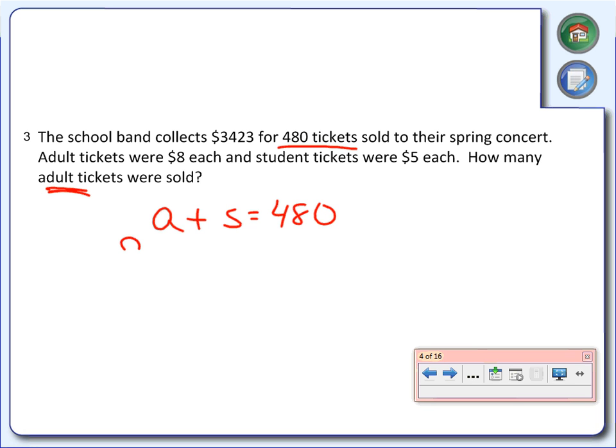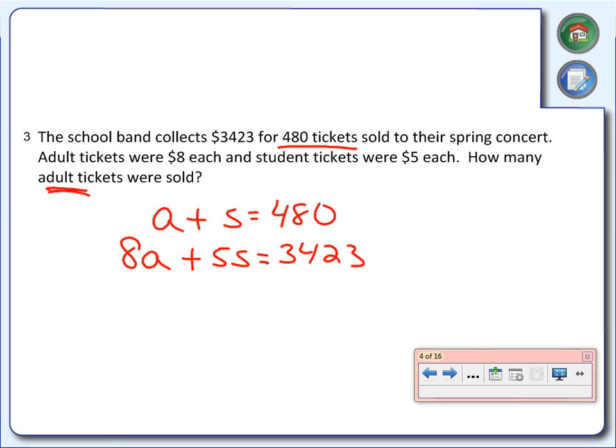I also know that they were selling the adult tickets for $8 a piece, the student tickets for $5 a piece, and they made a total of $3,423. So there's your system. Now at this point you can go either route. You can go substitution, elimination, graphing, matrix. Now because it's set up in the standard form, for me I'd probably choose the matrix. It's a lot faster and easier.